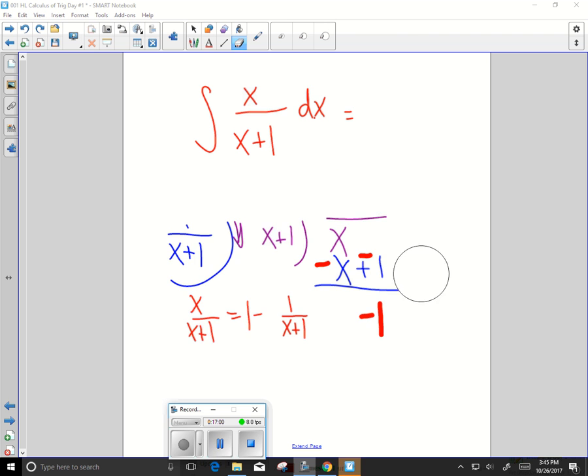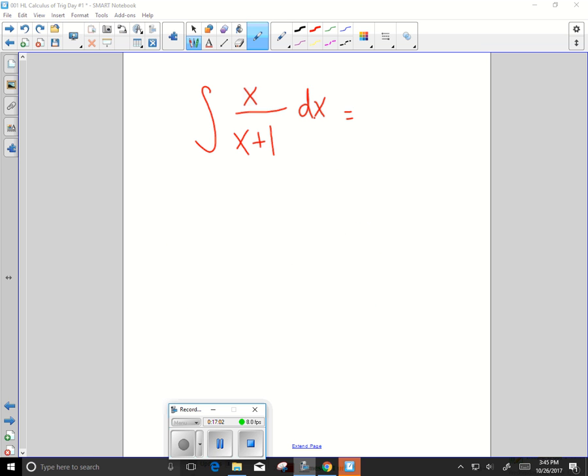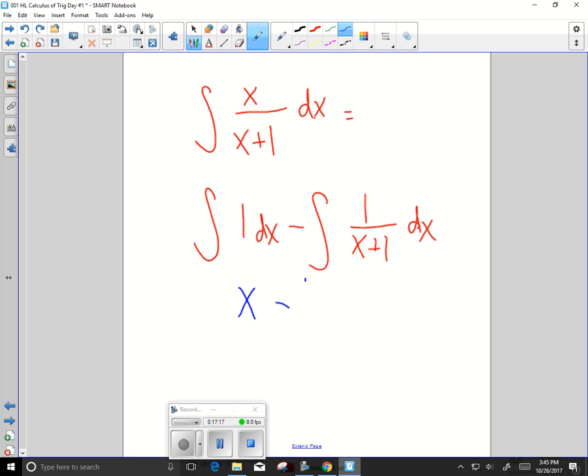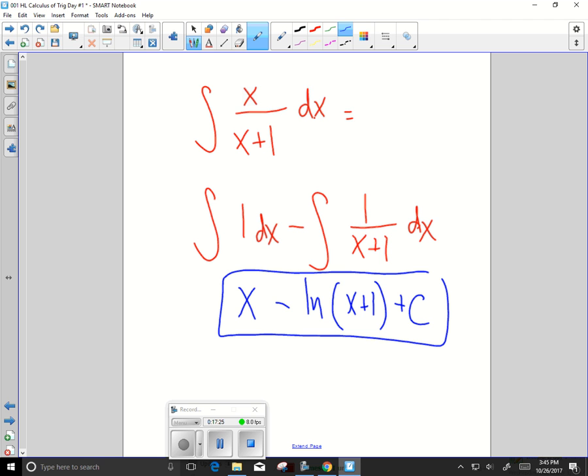That's interesting. You mean this is the same as the integral of 1 dx minus the integral of 1 over x plus 1 dx? And I can integrate 1 as just x, and I can integrate this as the natural log of x plus 1. And so you can integrate x over x plus 1 using turn the knob. That'll help you with your lab.